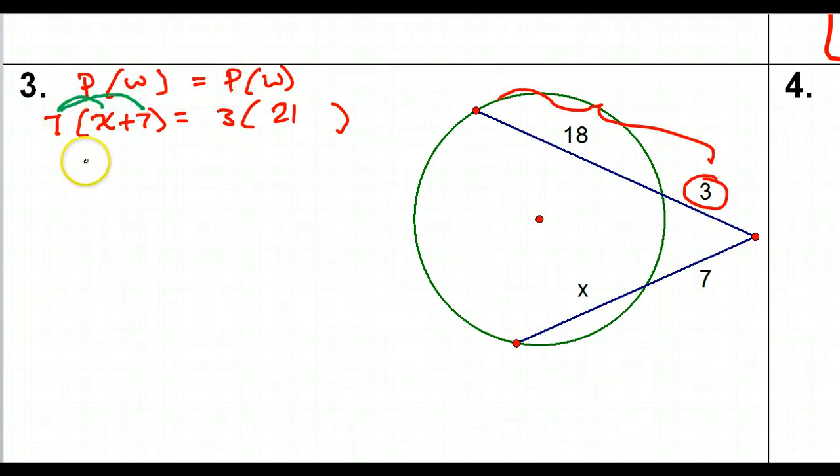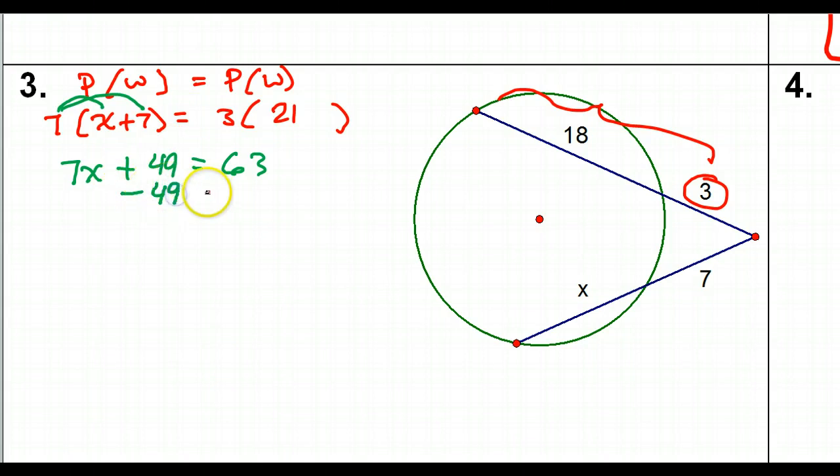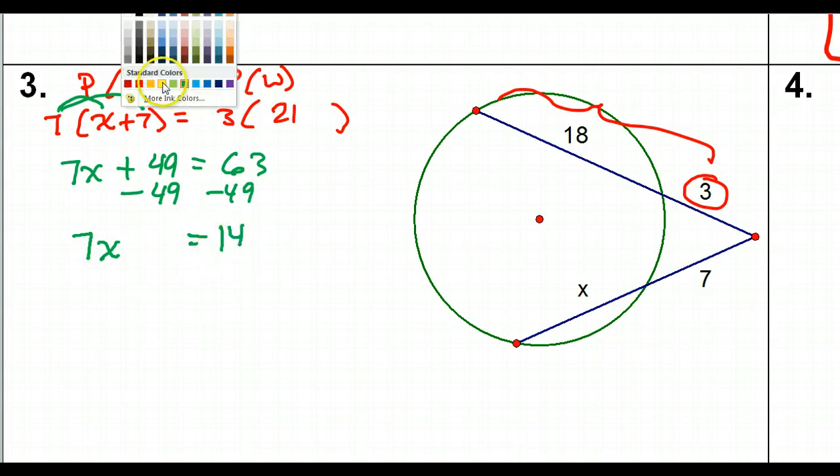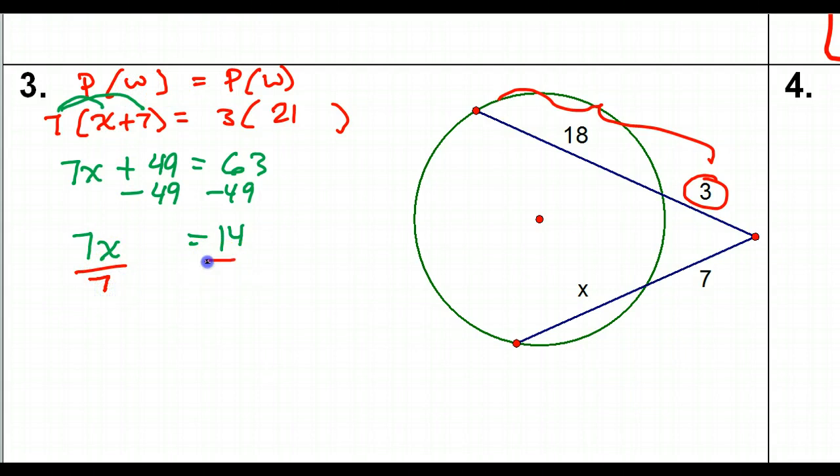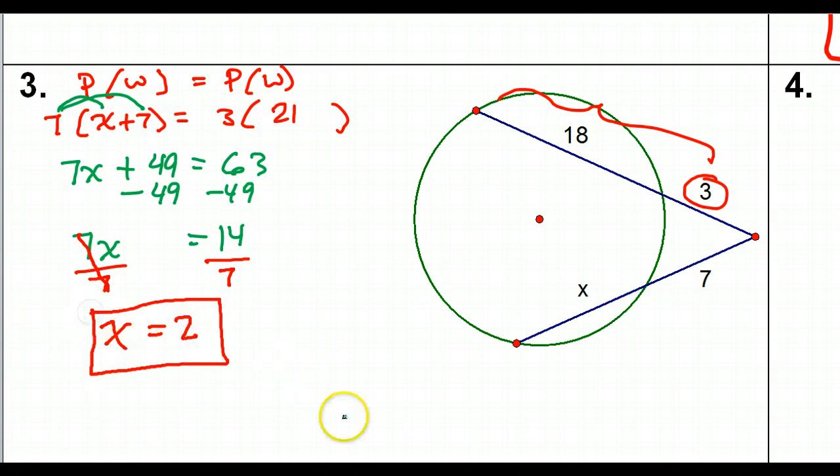Bam! Kabam! So that's going to give us 7x plus 49 equals, and 3 times 21 is 63. So there you go. Then we will just subtract 49 from both sides, right? So 7x is equal to 14. Time to divide both sides by 7, like so. And that is going to give us x is equal to 2. All right, that is how you do number 3.